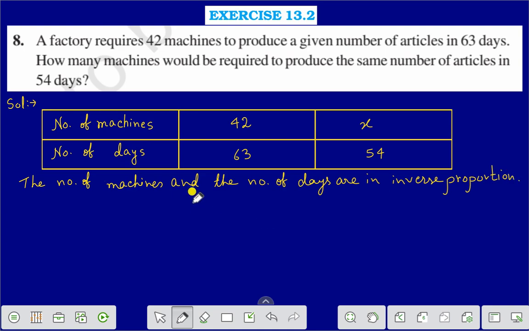Therefore, you can write 42 into 63 is equal to 54 into x. Therefore, x is equal to 42 into 63 divided by 54.